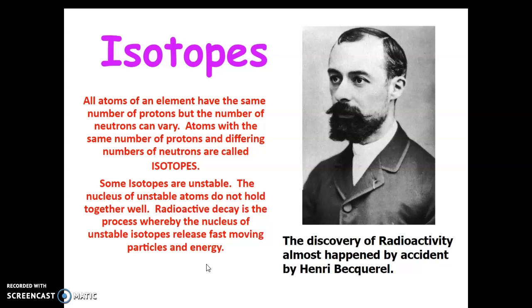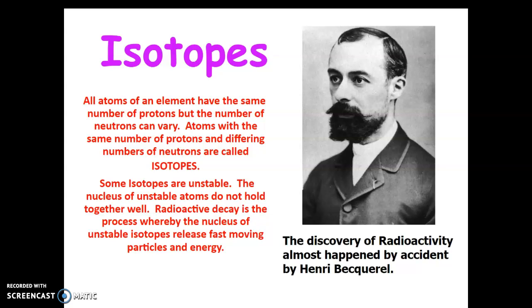Isotopes. All atoms of an element have the same number of protons, but the number of neutrons can vary. Atoms with the same number of protons and a differing number of neutrons are called isotopes. They can't necessarily be called atoms anymore. They have to have a new name.